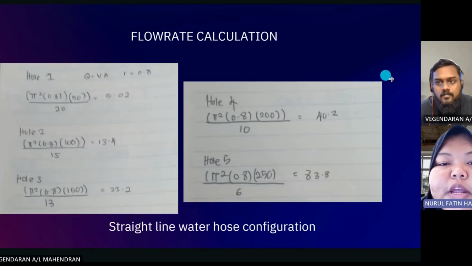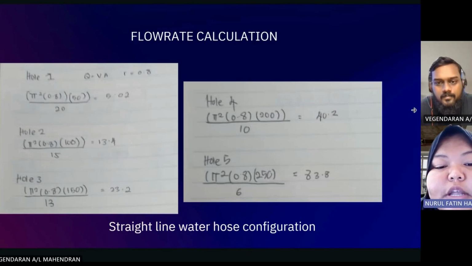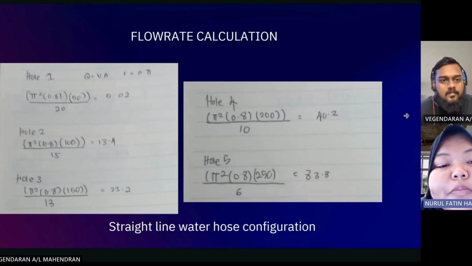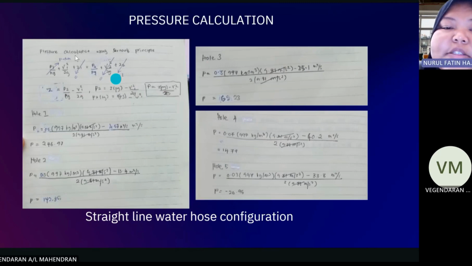This is the flow rate calculation for the straight line water hole. For the original formula, we have Q equals VA, where Q is the flow rate, V is the velocity, and A is the area. But velocity we cannot get, so we use the other formula, Q equals dA per time.